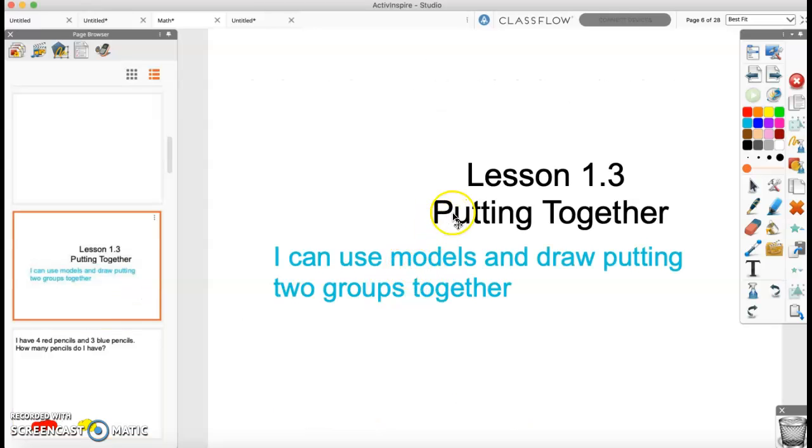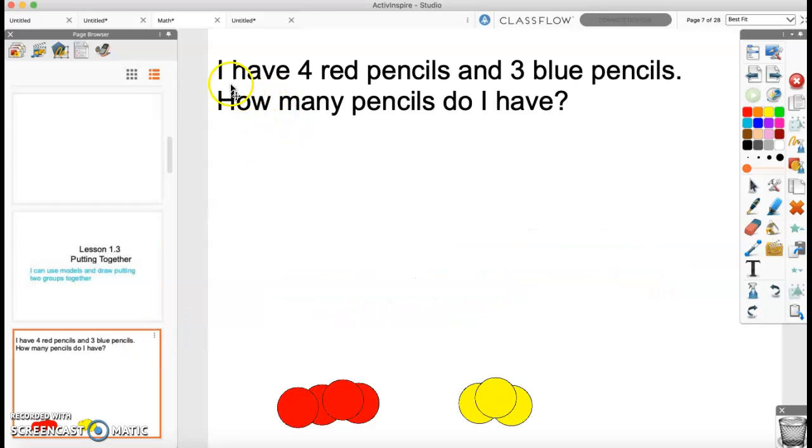This lesson is Math Lesson 1.3, Putting Together. At the end of this lesson, you should be able to say, I can use models and draw putting two groups together. So here's our first problem.